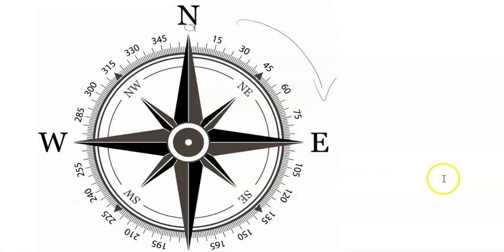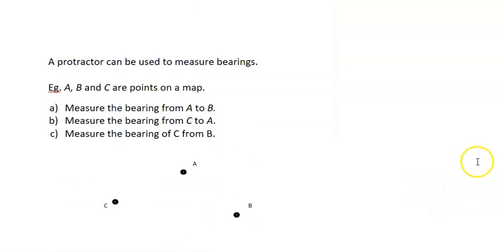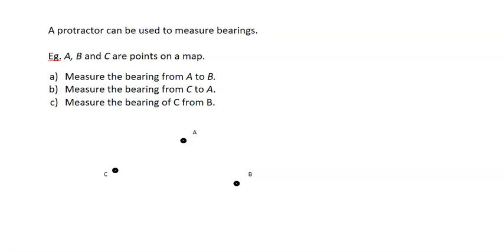That's very, very important. A protractor can be used to measure bearings, and here let's do one example together. You should have your protractors handy. You've got points A, B, C on a map. Measure these three bearings. I want you to give that a go and pause the video now.